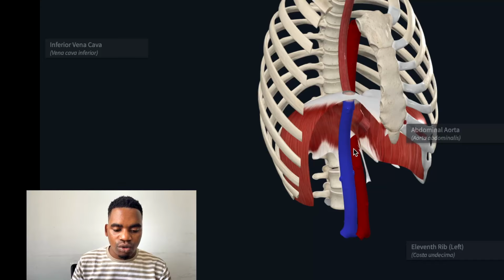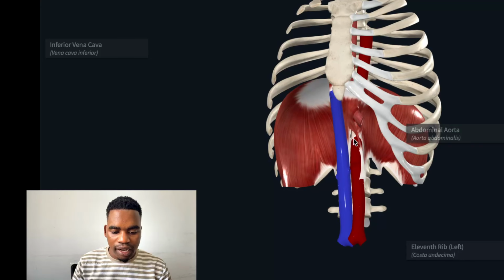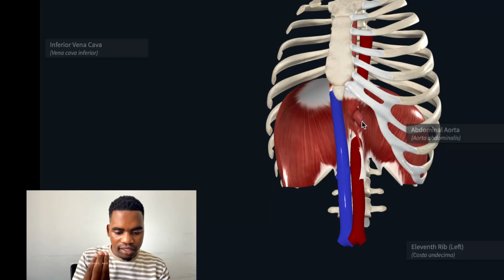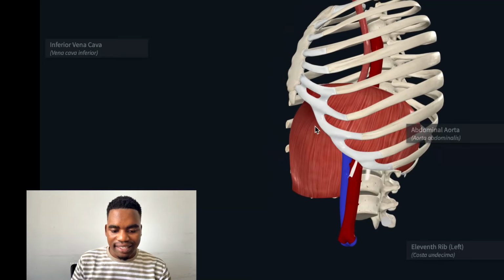But also the stomach can bulge and get into the esophageal hiatus, and this is called a hiatal hernia, and these are the main clinical correlates.